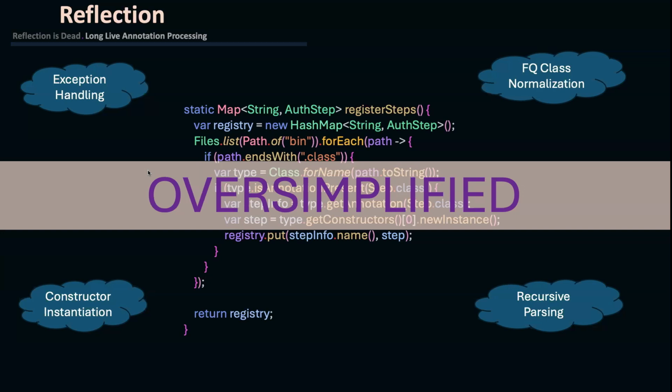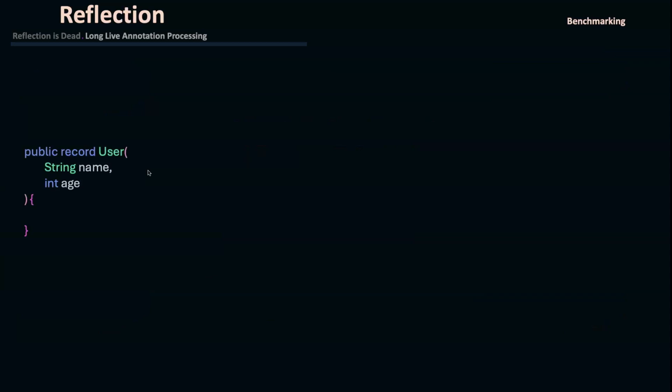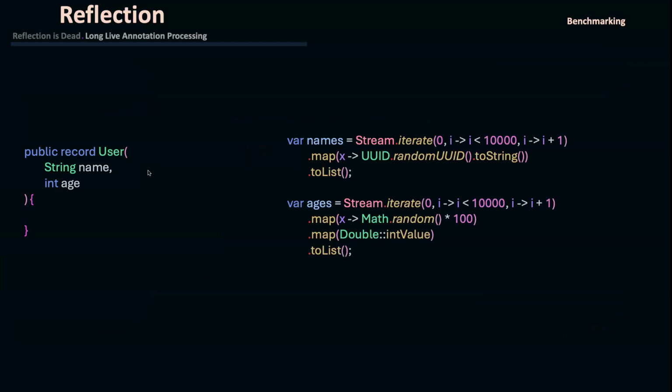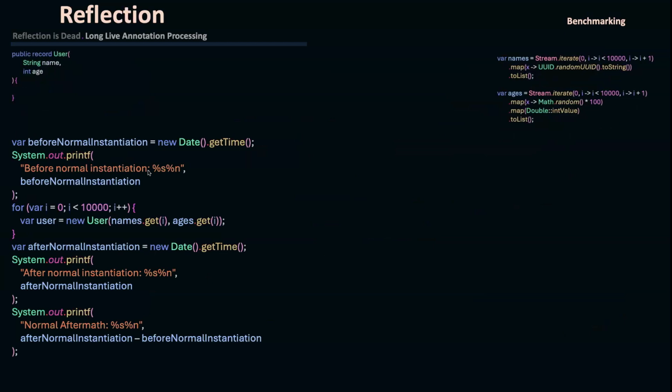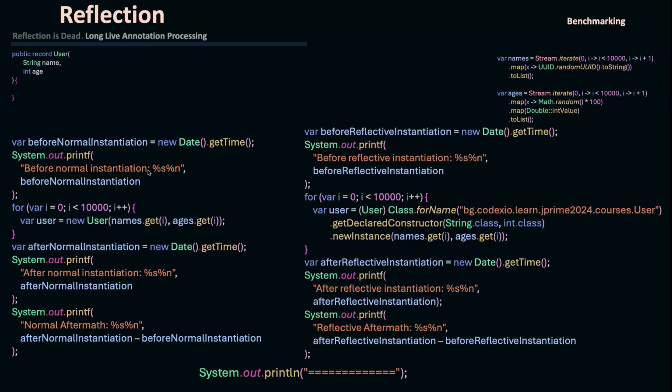And there is one more problem in reflection. Let's imagine we have this object here, this record user, and we want to create 10,000 instances of random names and ages. If we do this normally, we can do it this way. Iterate 10,000 times and then print some stopwatch to see what is the performance of this. But if you want to do it with reflection, we need to take the class name dynamically, let's say bg.codexio.something.user. Then we need to find the appropriate constructor by the arguments, the necessary string and integer.